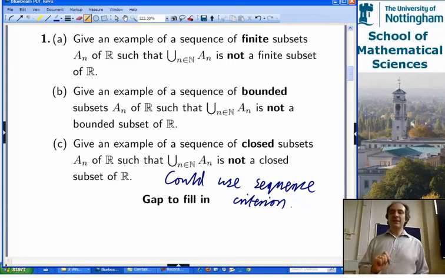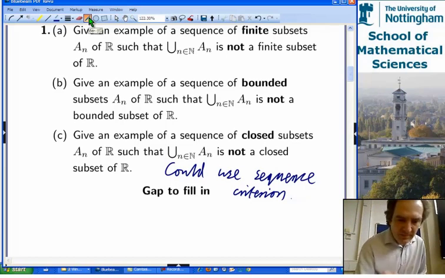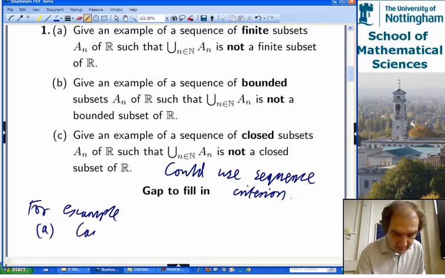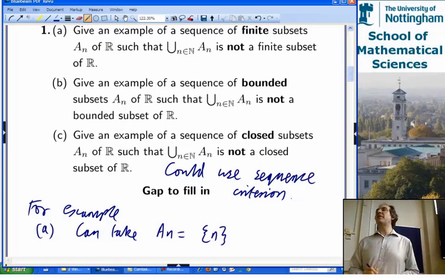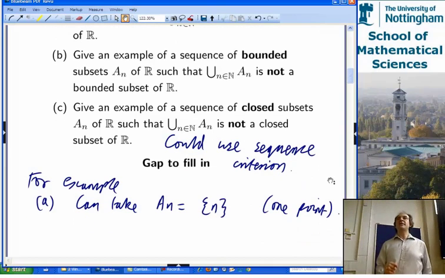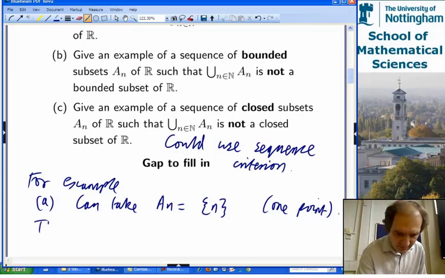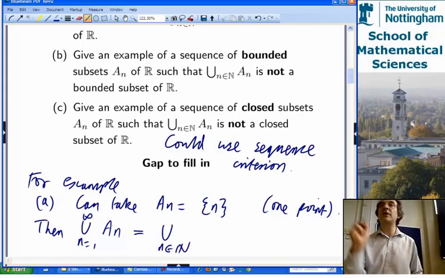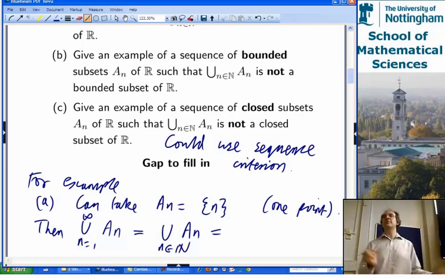Okay, I've seen various correct examples for A and B. So, let me do you one for A. In A, you could take A_n to have just the point n in it. That's only got one point, so it's definitely a finite set. Then if you take the union of those over all natural numbers, you get all the natural numbers. This is the same thing, by the way: union from n equals 1 to infinity is the same as the union over all natural numbers. So that's just two alternative notations for the same thing. And of course, you just get all natural numbers.